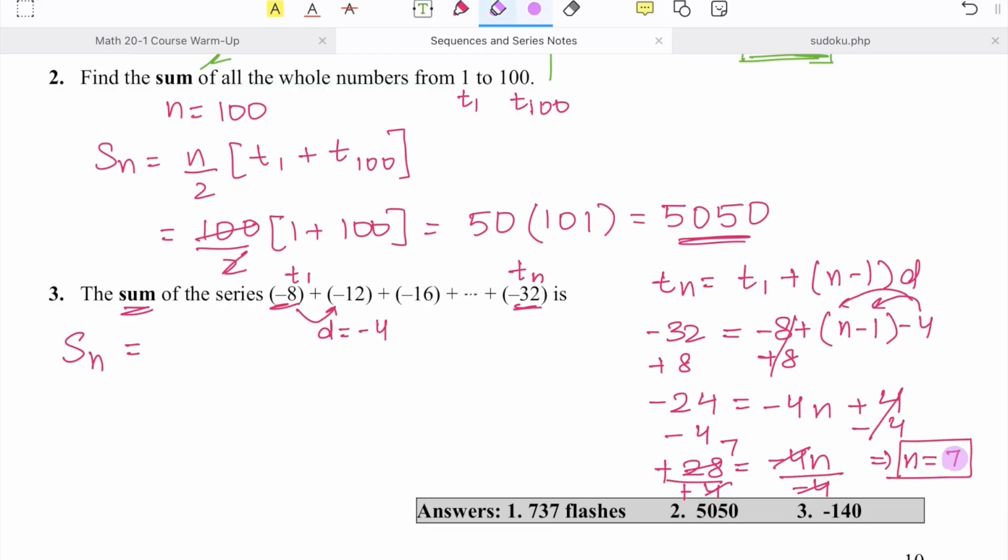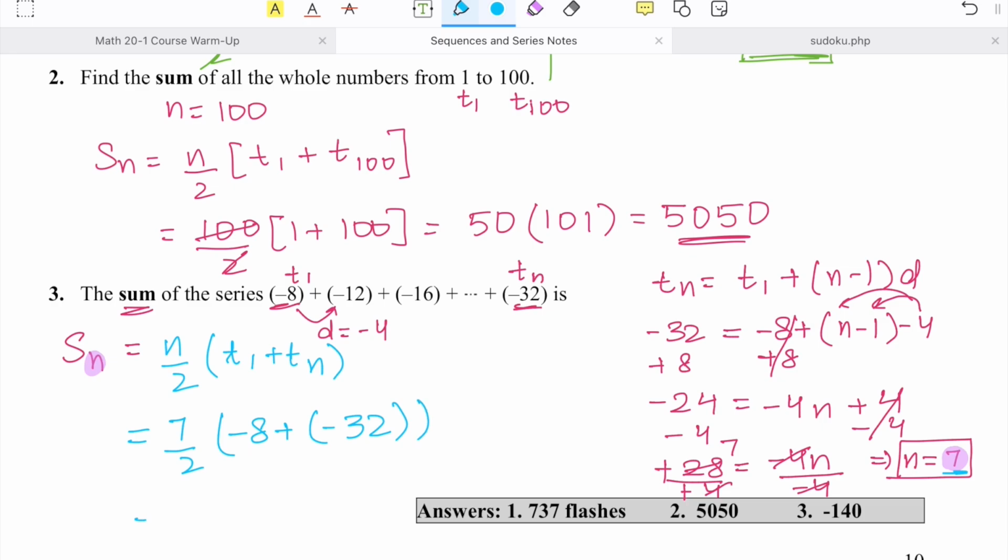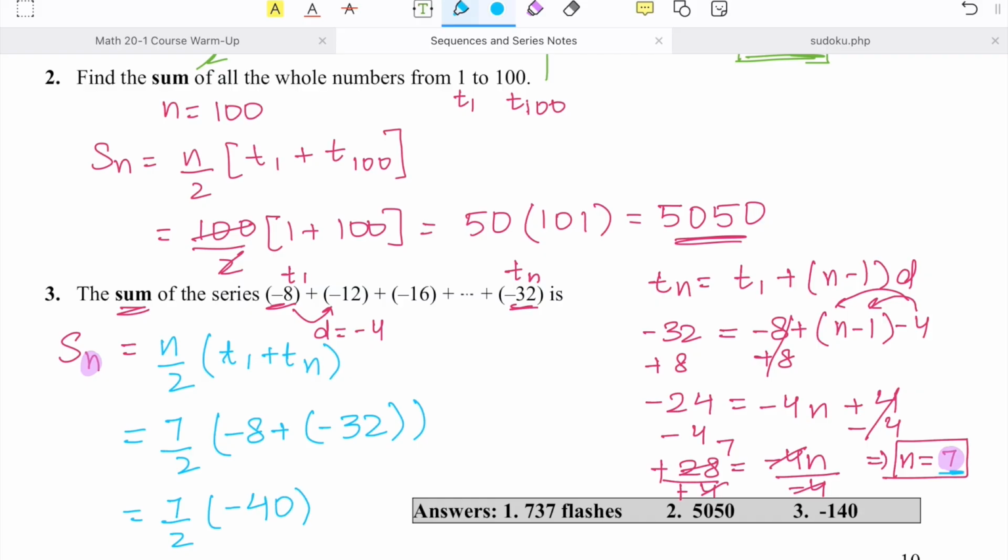Now that I know my n, I can find S of n. Okay, so that'll be n over 2 times T1 plus Tn, sorry. 7 over 2 times negative 8 plus negative 32, which gives me 7 over 2 times negative 40. Negative 40 divided by 2 is negative 20. 7 times negative 20 is negative 140. And that will be our sum of all the terms until the 7th term.